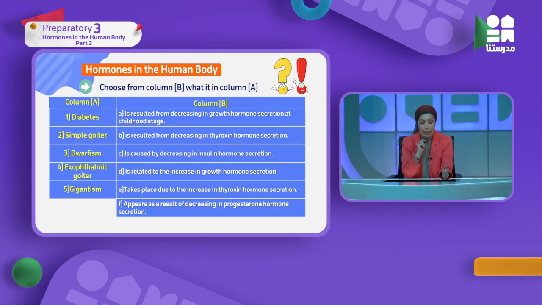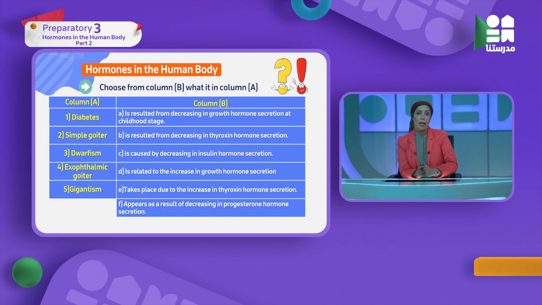In column A here, I have a lot of diseases, kinds of diseases which happen due to hormonal disorder. And in the next column I have the reason of this disease. Then I am required to match each kind of disease with its reason. So let's read slowly and see together.